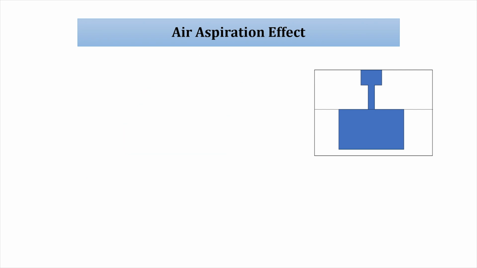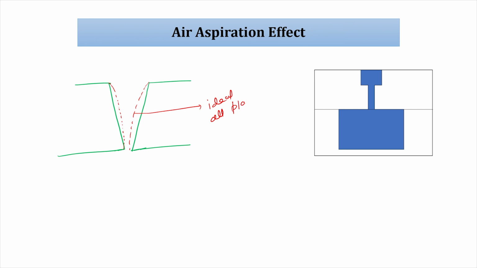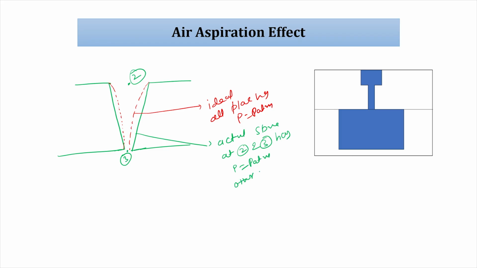Now someone wants to know what is then happening. The red one is ideal, all places have P equal to P atmospheric. The actual sprue at 2 and 3 has P equal to P atmospheric. At other locations, P is greater than P atmospheric.